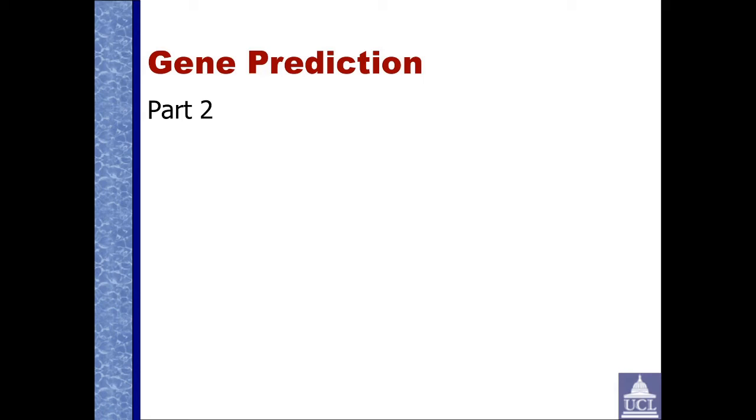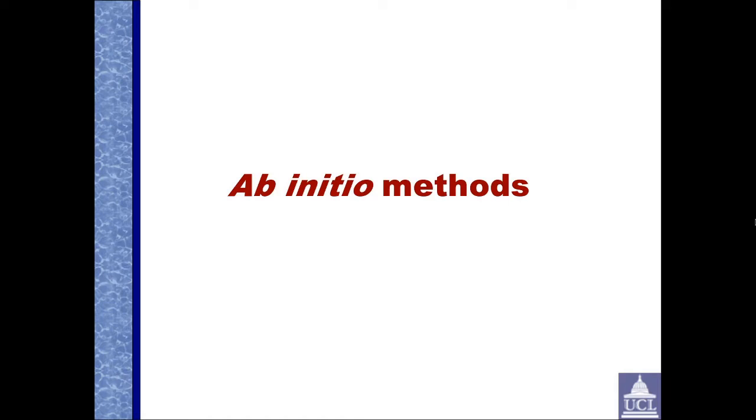Gene Prediction Part 2. In this part we're going to look in some detail at the ab initio methods, and then in Part 3 we're going to look at the similarity methods.